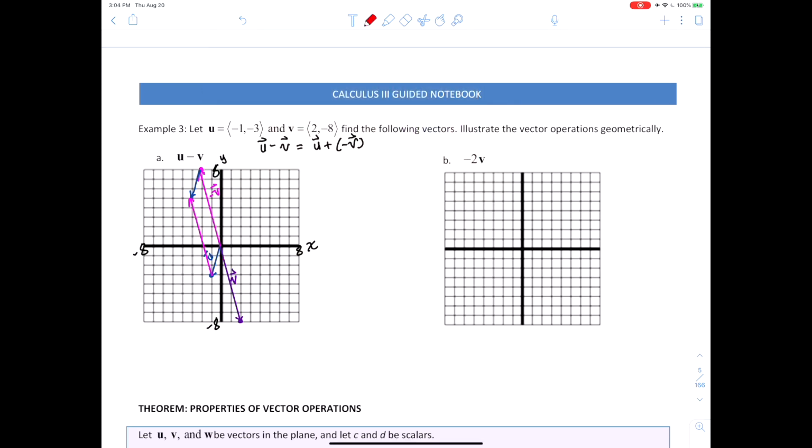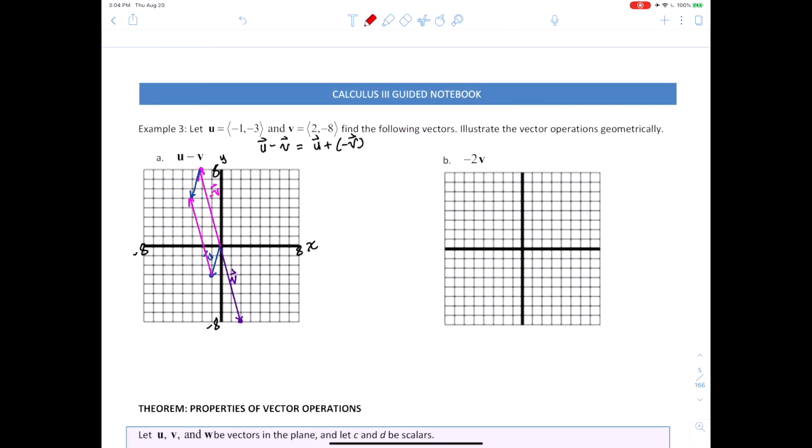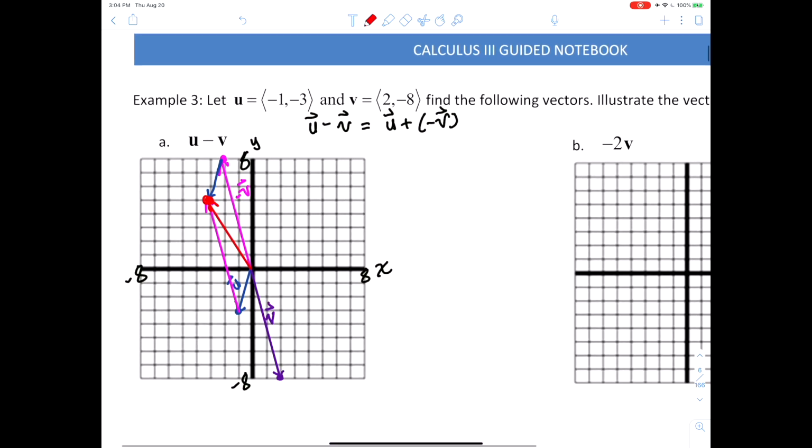Oh goodness. The terminal point, from the terminal point as you go from the initial point at the origin to this here, is what that vector is going to be. And so if we zoom in, we're going to be at 1, 2, 3 to the left and 1, 2, 3, 4, 5 up. So the vector U minus V is equal to, what did we say, -3, 5.